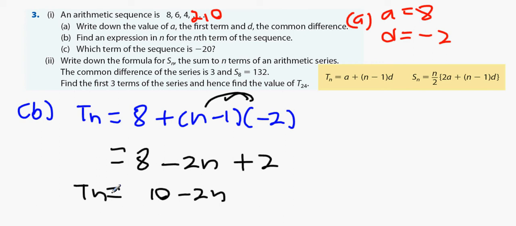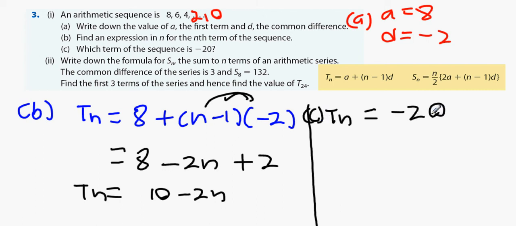Now, which term of the sequence is minus 20? To find out which term of the sequence is minus 20, what we know is that Tn, and this is for part C, Tn equals minus 20. So therefore, 10 minus 2n equals minus 20.